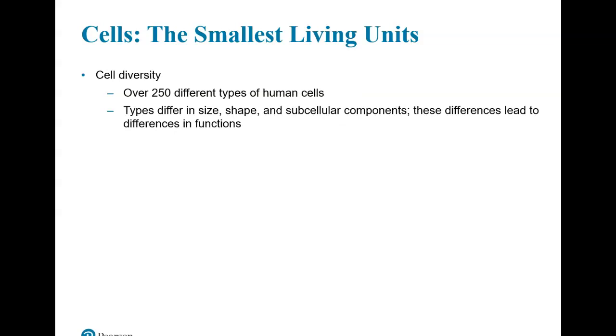In the body, there's trillions of cells, and out of these trillions of cells, there's 250 different types of cells in the human body. All of these cells are going to differ in their size, shape, and organelles that they have, and these differences are going to lead to differences in functions.